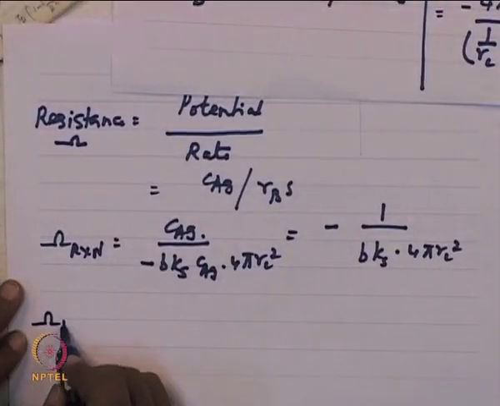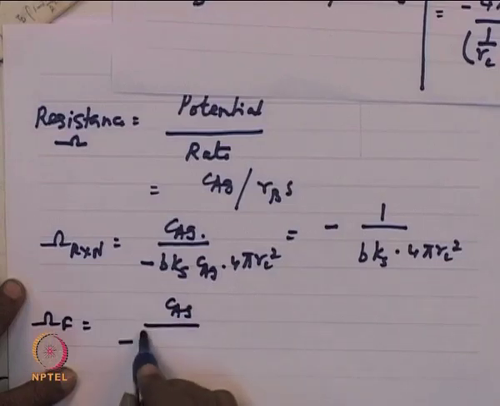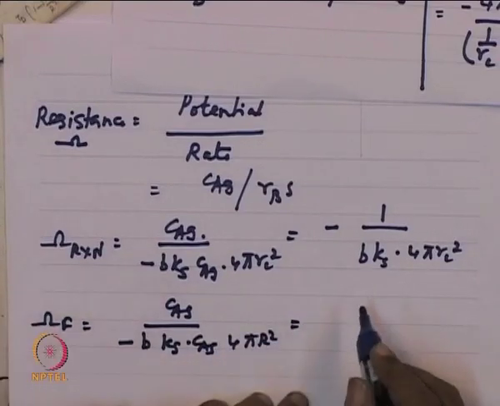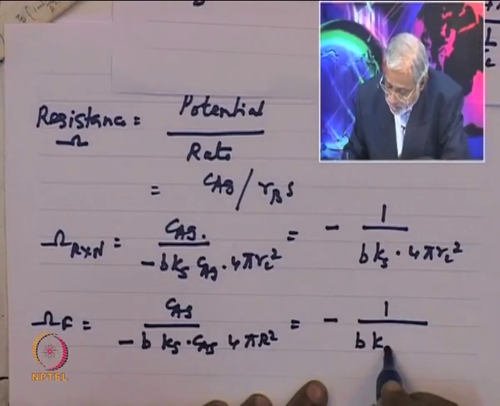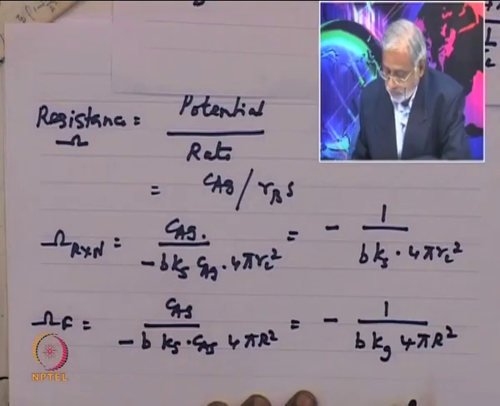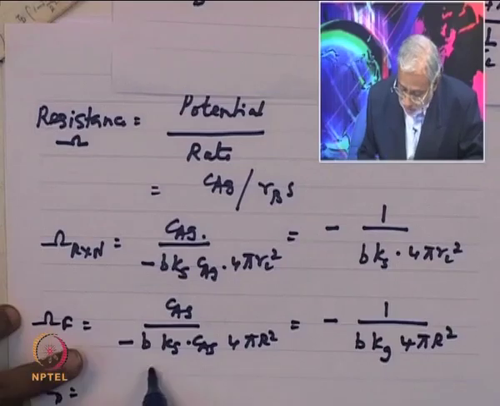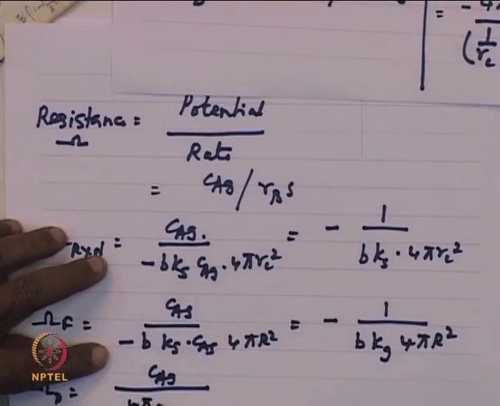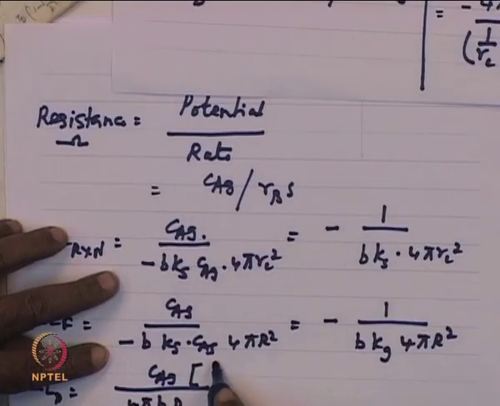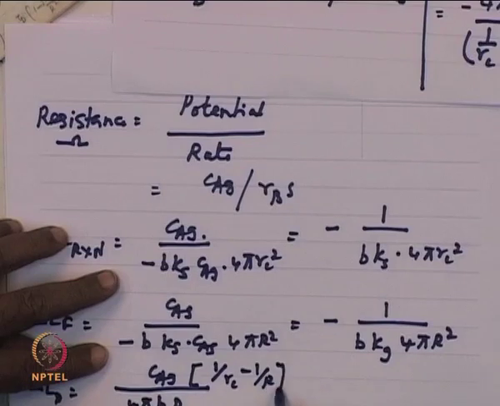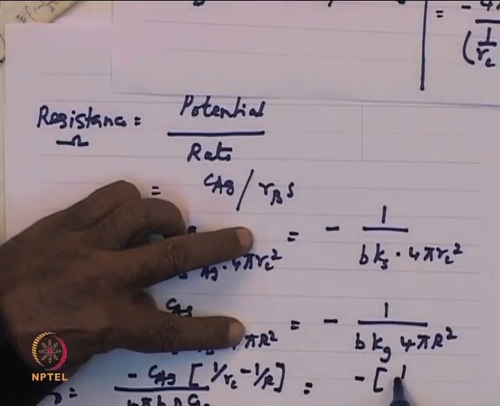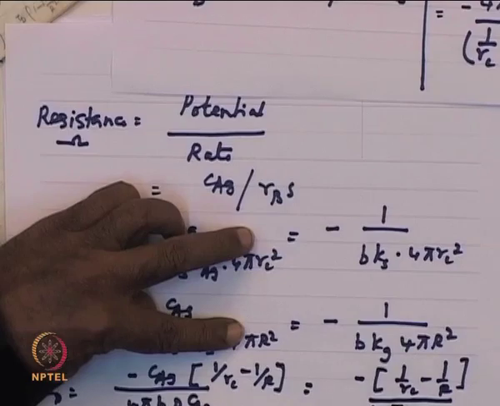This is for reaction. Omega for film is C A G divided by minus B K G C A G 4 pi R squared, which equals minus 1 divided by B K G 4 pi R squared. Similarly, for ash diffusion it is C A G divided by 4 pi B D, and this term comes in the numerator: 1 by R C minus 1 by R. This is how the term comes out. C A G will cancel here. Therefore, this comes out with a minus sign: minus of 1 by R C minus 1 by R divided by 4 pi B D.